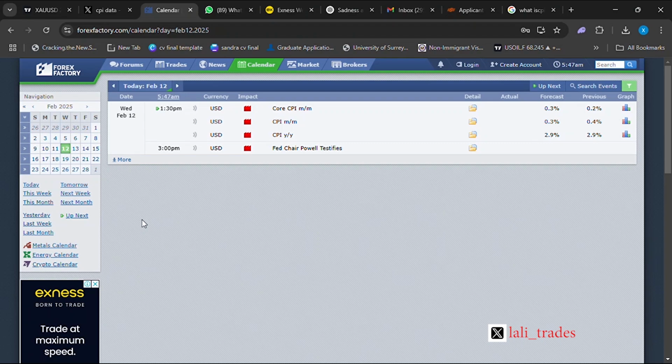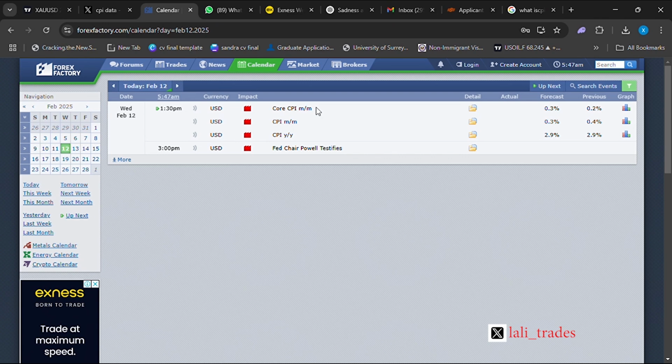Today we'll be talking about CPI data. What is it and what is its significance to the financial market, right? So today at 1:30 p.m. we'll be expecting CPI news from the United States. That's 12 February of 2025. So what is CPI? Right, let's delve right into it.